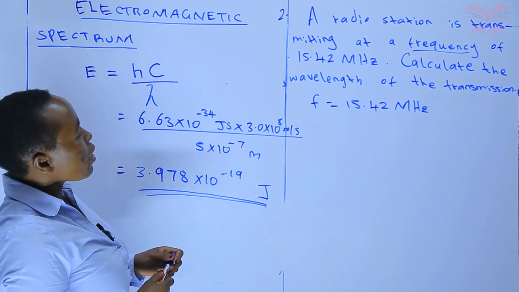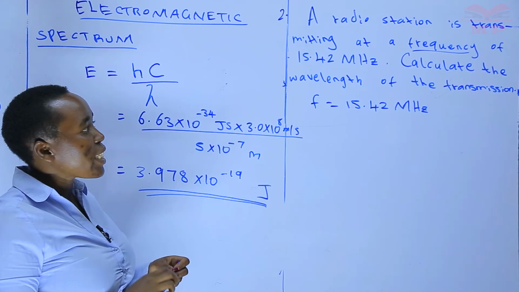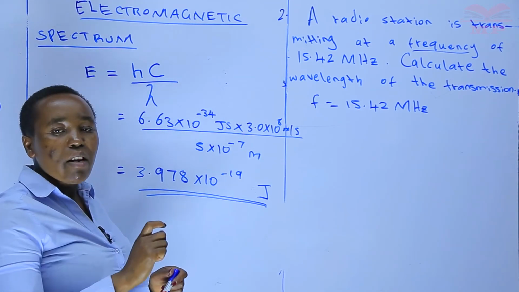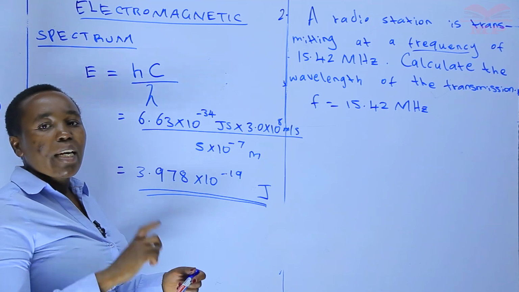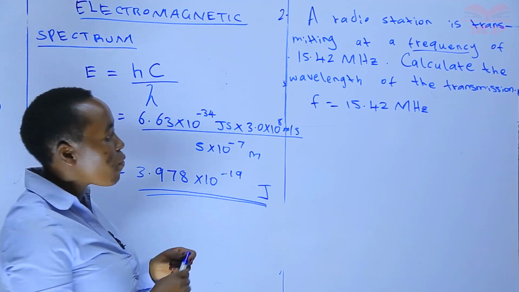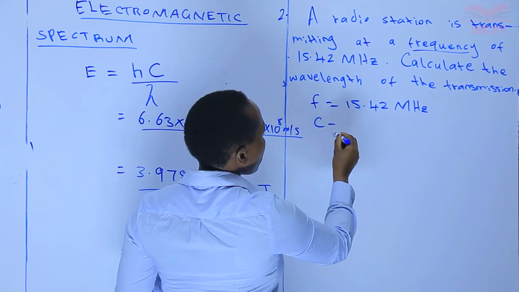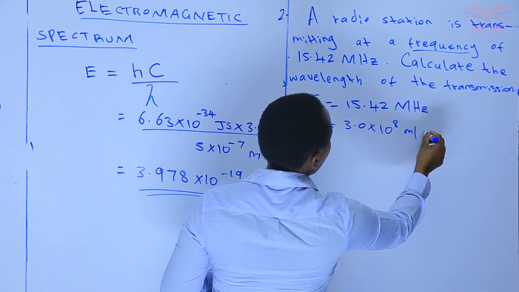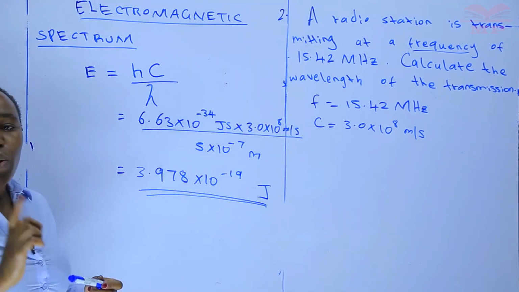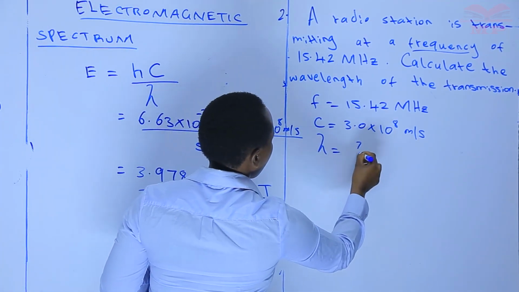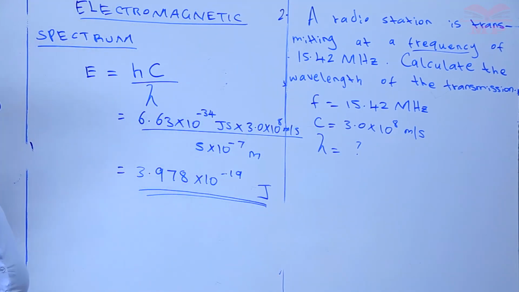We have been given the frequency, but we know since this is a radio station, it is transmitting radio waves. And radio waves are electromagnetic waves, and therefore they travel with the speed of light, which is 3.0 times 10 power 8 meters per second. So we want to calculate now the wavelength. So that is what is in question.